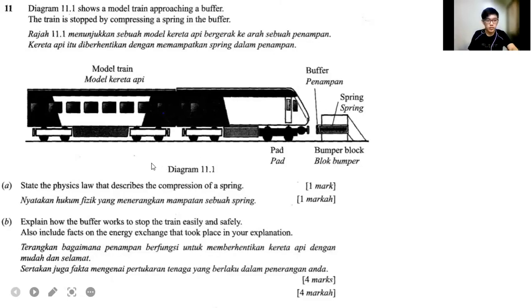So let's see the first question. State the physics law that describes the compression of a spring. So the keyword here is compression of a spring. As we know, when we talk about spring, there is only one law, which is known as Hooke's law.